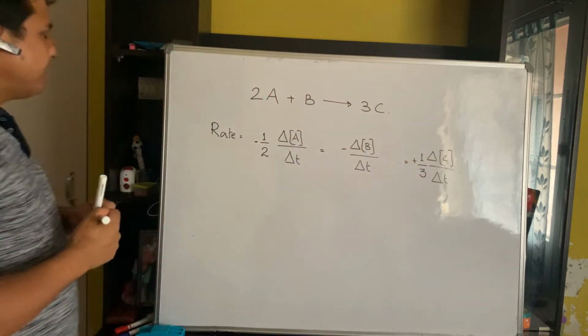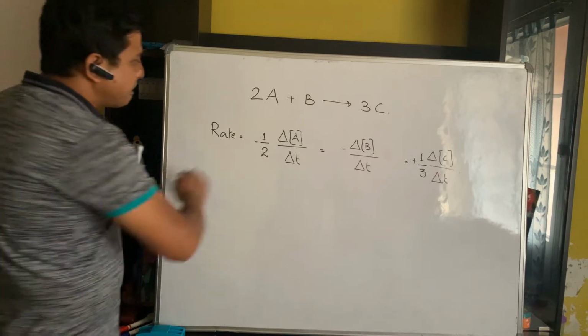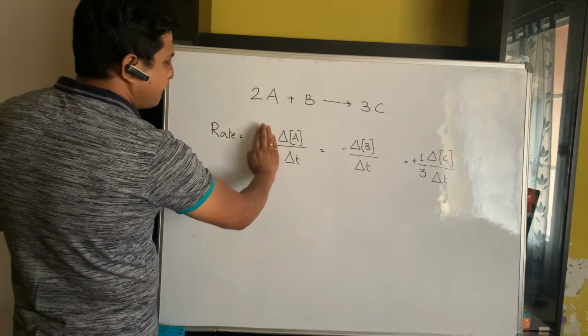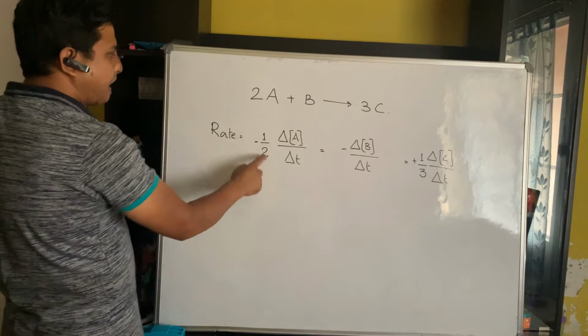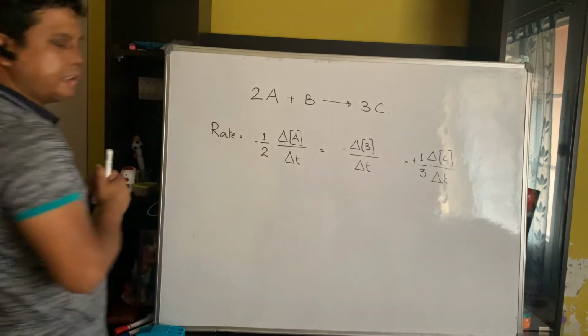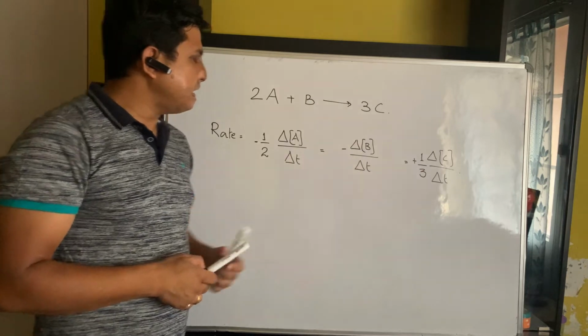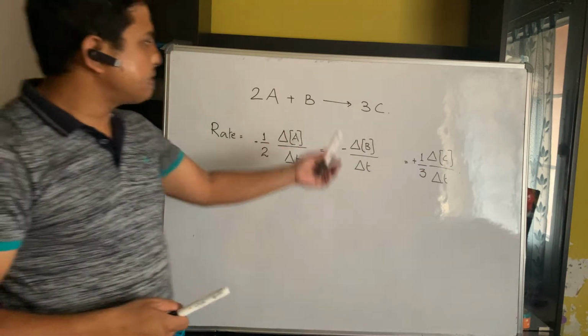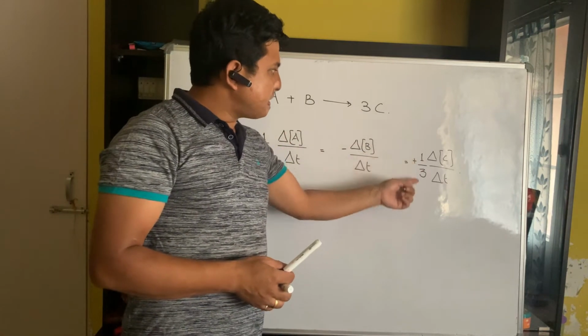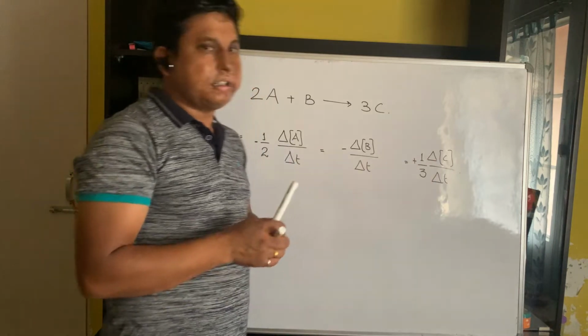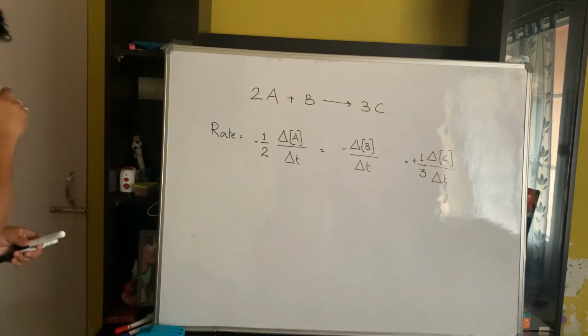So now the rate of a reaction is not equal to minus del A by del T, rather it is equal to minus half into del A by del T. And in terms of B, it will remain the same, minus del B by del T. And the rate of a reaction in terms of C will be 1 by 3 multiplied by del C by del T. Okay, most of the students might get confused here.